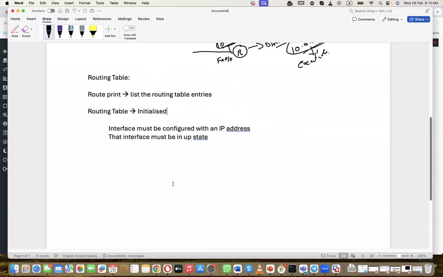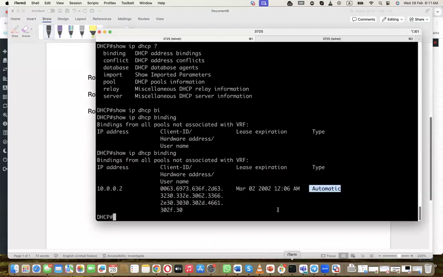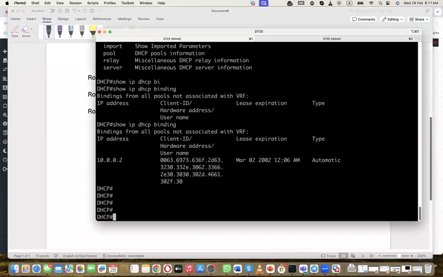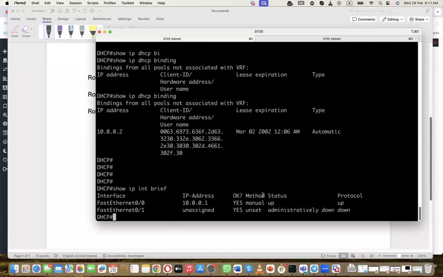And what will be there in the routing table? Every network that is connected directly. The networks which are connected directly to a device will be there in the routing table. Now, again, I'm just going back to my device, a router. I have this router, I have this PC. If I would like to see the routing table, I already showed you the interface configuration. See, show ip interface brief. Now you see that the interface status is up and it has been configured with an IP address. So this device will have a routing table initialized.